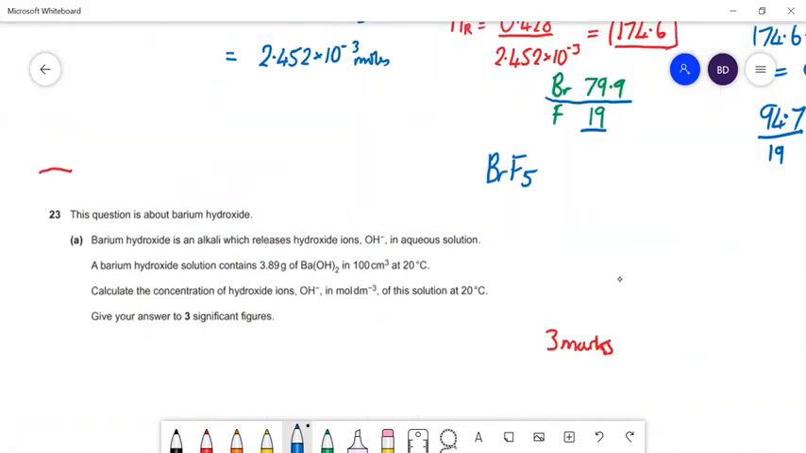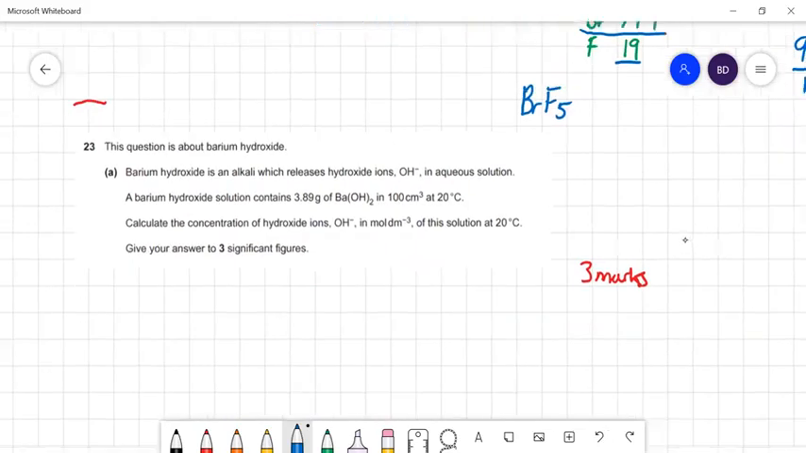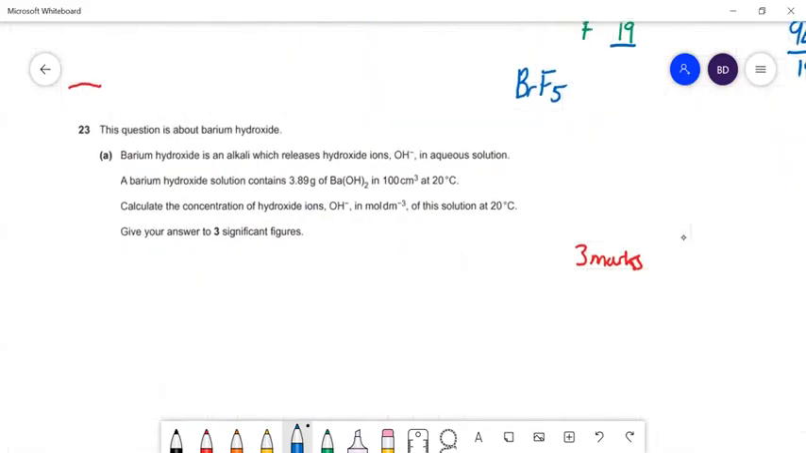Next question. Question is about barium hydroxide. 3 marks. Barium hydroxide is an alkali which releases hydroxide ions in aqueous solution. A solution contains 3.89 grams of barium hydroxide in 100 centimeters cubed. Calculate the concentration of hydroxide ions in moles per decimeter cubed. Okay, so first of all, let's work out our moles of barium hydroxide. And we have to bear in mind later that each 1 mole of barium hydroxide gives 2 moles of hydroxide ions in solution.